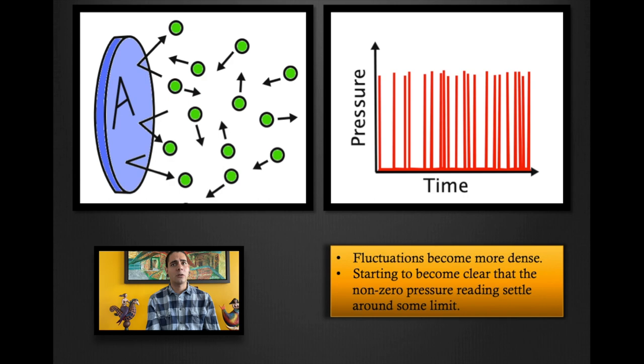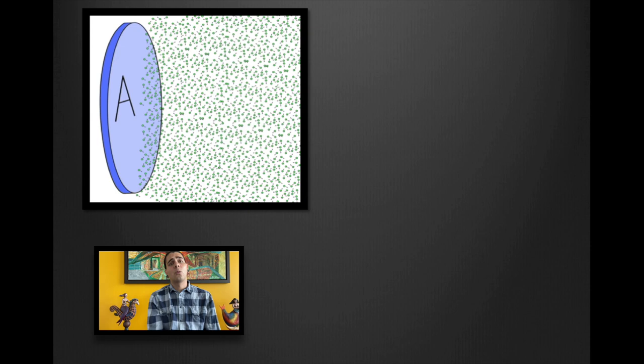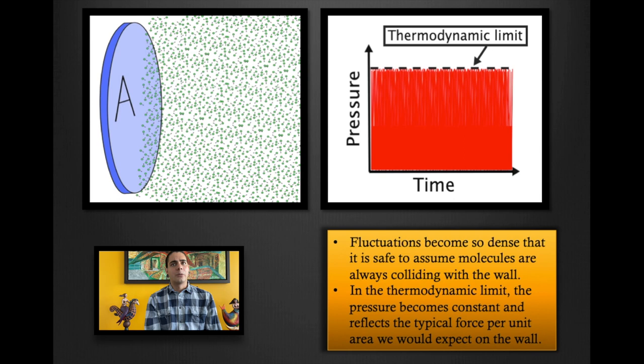Now, if we again increase the size of our target, it becomes overwhelmingly obvious that the pressure is settling around some value. So we say in the thermodynamic limit, the pressure of the gas is equal to that value. You have to be careful though, because this isn't the average value. The large deviations from the limit could create an average value that is very far from the thermodynamic limit. It is more of a value that best represents a particular behavioral aspect of the system.